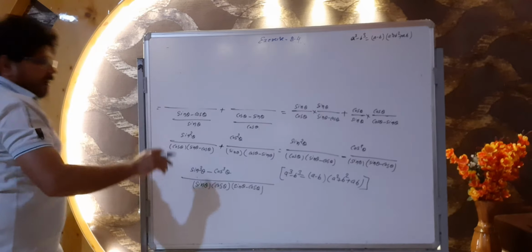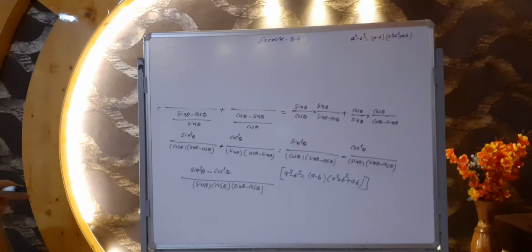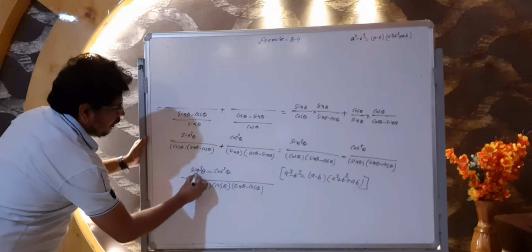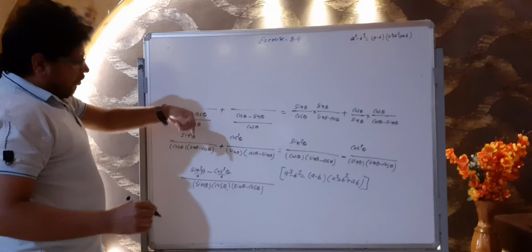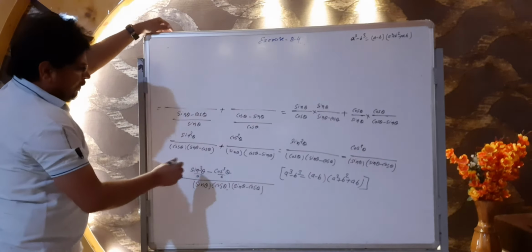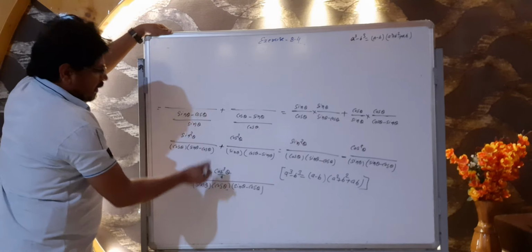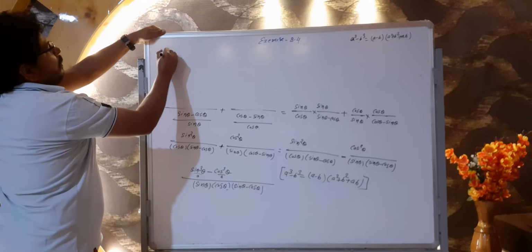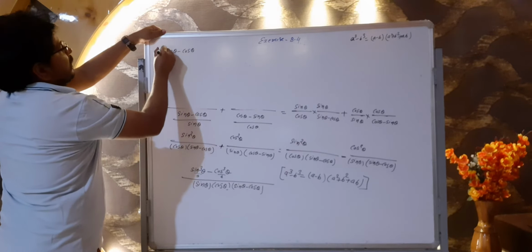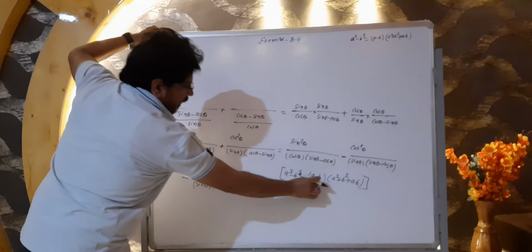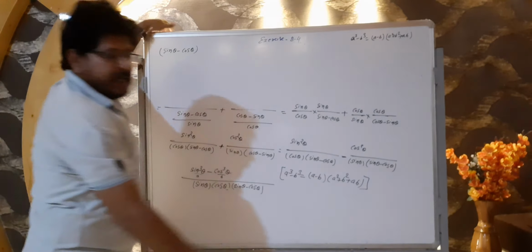Look, now what we have to do? a cube minus b cube. Then what is our a? This is our a and this is our b. a cube minus b cube, a minus b, it means what? Sin theta minus cos theta. This is our a minus b.